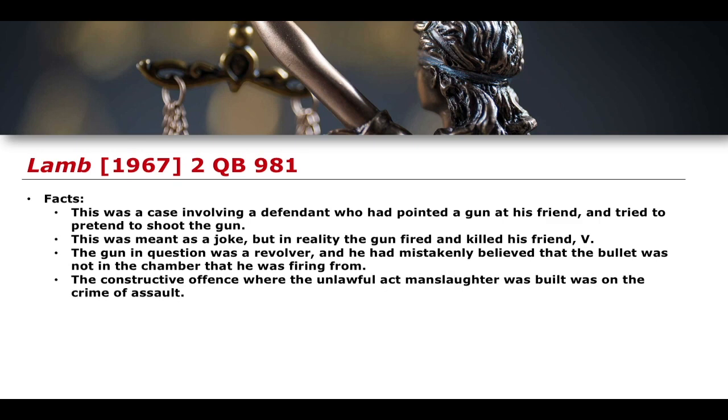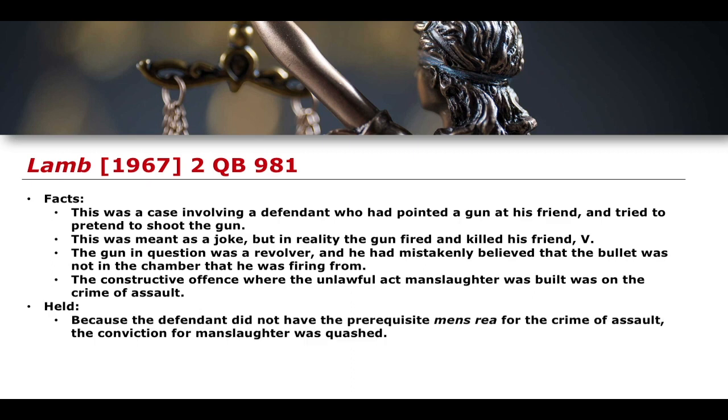Now, the constructive offence, which was built here, was the crime of assault. Now, we're going to get to assault in a future lesson, but assault essentially involves the apprehension of harm that is done to a victim. And so as a result of which, you can then take the crime of assault, which is the constructive offence, and then you can therefore construct further the unlawful act manslaughter on top of the crime of assault to get the offence of unlawful act manslaughter.